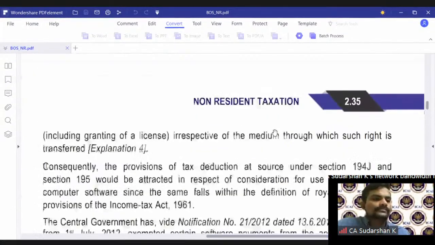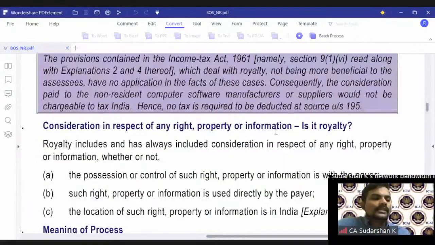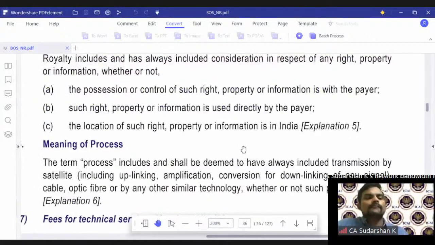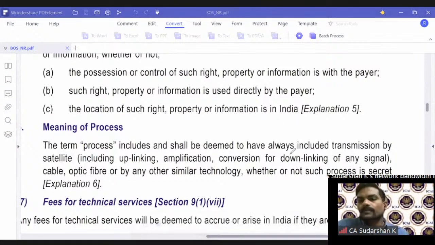And finally, there was an amendment in the Income Tax Act whereby the meaning of process has been amended. Section 9, clause 6, whereby, as you can see, process shall be deemed to always include a transmission by way of satellite, whether or not such process is secret. So the income tax legislation nullified this for satellite broadband services.